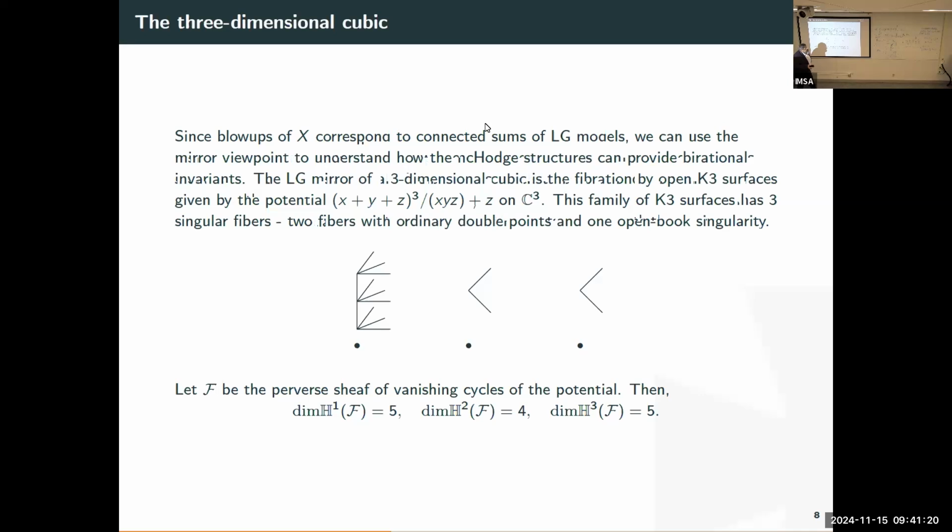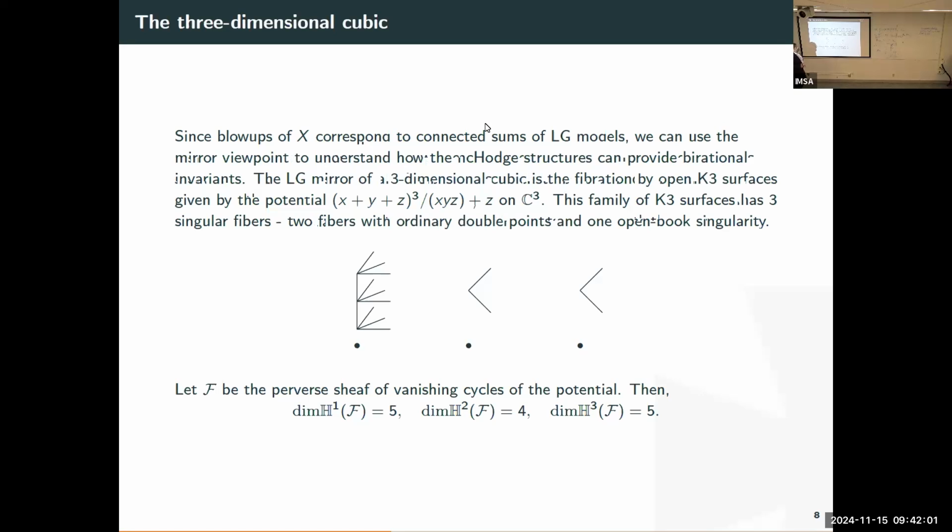And so this example has been looked at by many people, including Helge, Mark Gross, and me. And so, I mean, I give you the Landau-Ginzburg model. It's given by this potential, and it has 3 singular fibers. One is this open book configuration, which consists of 6 rational surfaces, and then you have 2 ordinary double points.